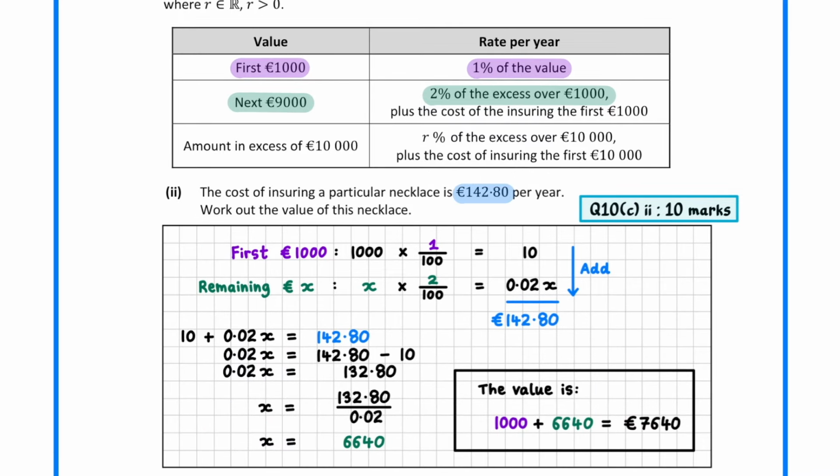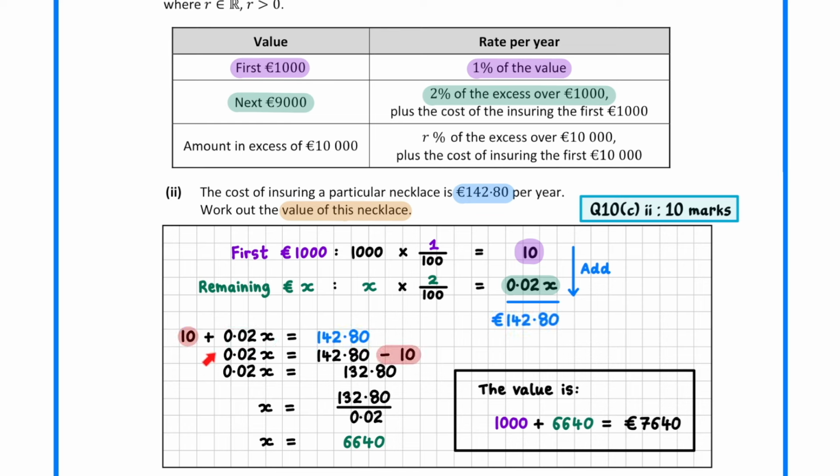In part 2, we are told that the cost of insuring a necklace is €142.80. We must find the value of the necklace. Well, the first €1,000 in value gets charged at 1%, which comes out to €10. The remaining x euro in value will get charged at 2%, and this comes out to 0.02x. We know that when we add these figures, we must get an answer of 142.80. This gives us an equation which we can use to solve for x.